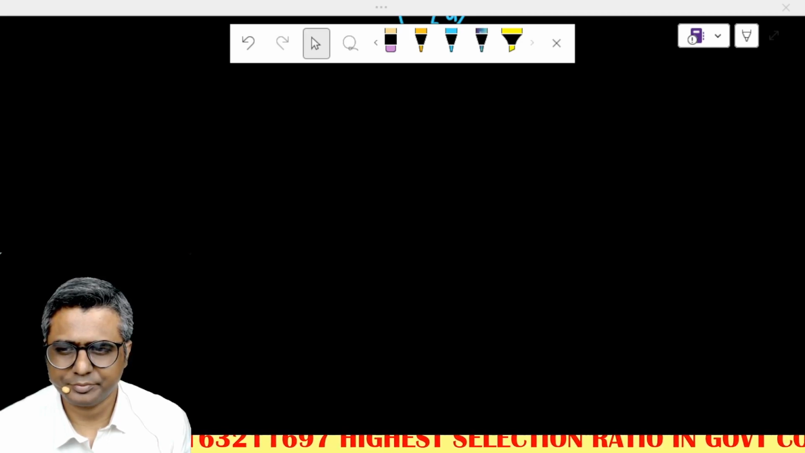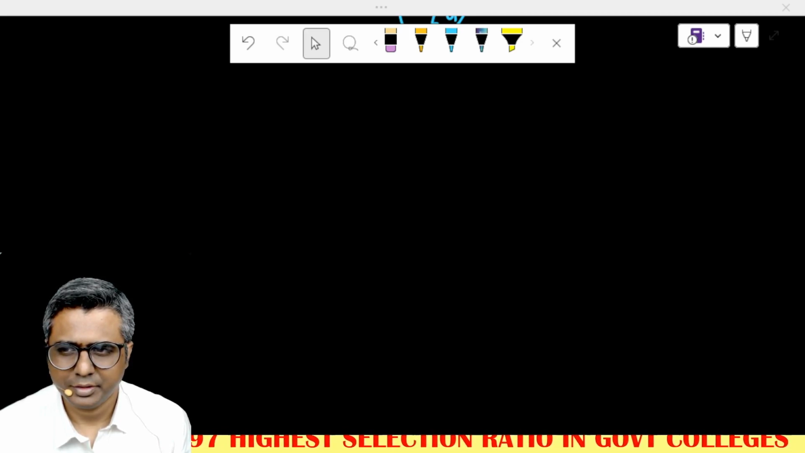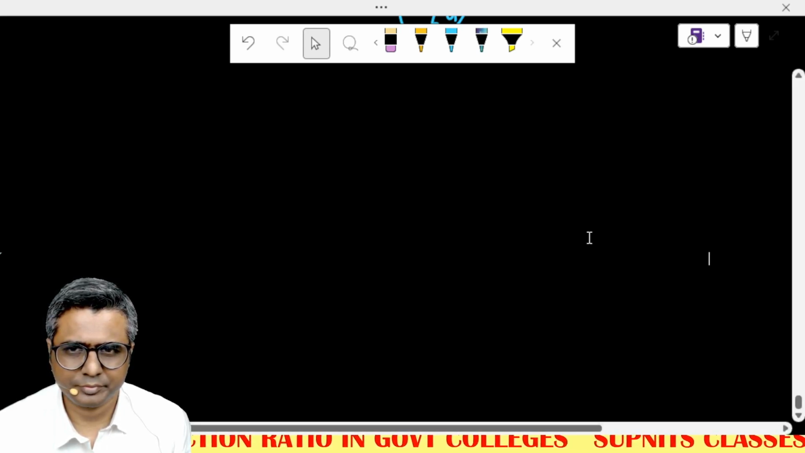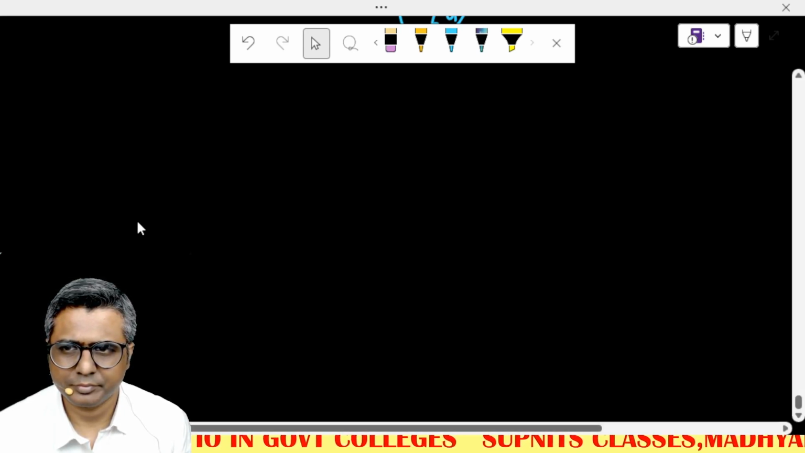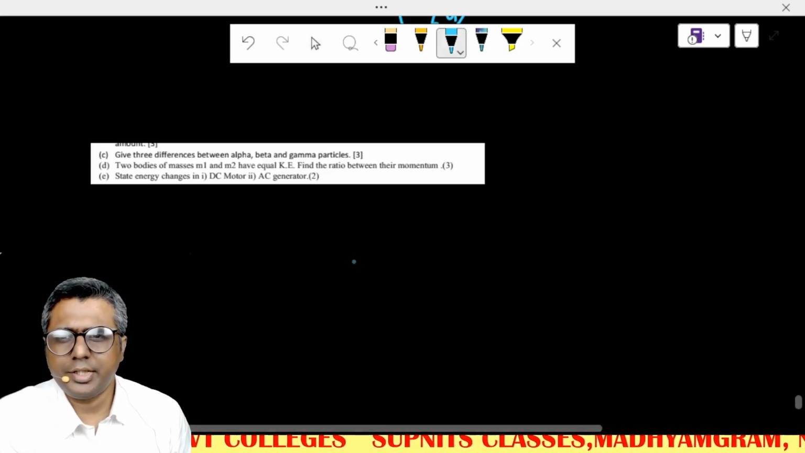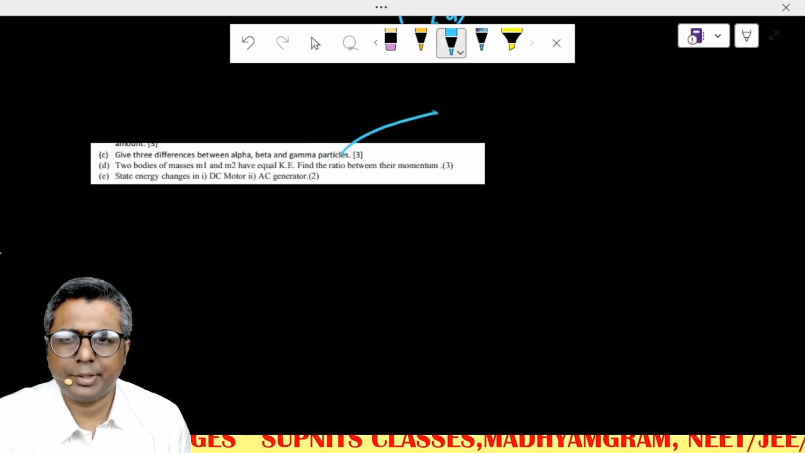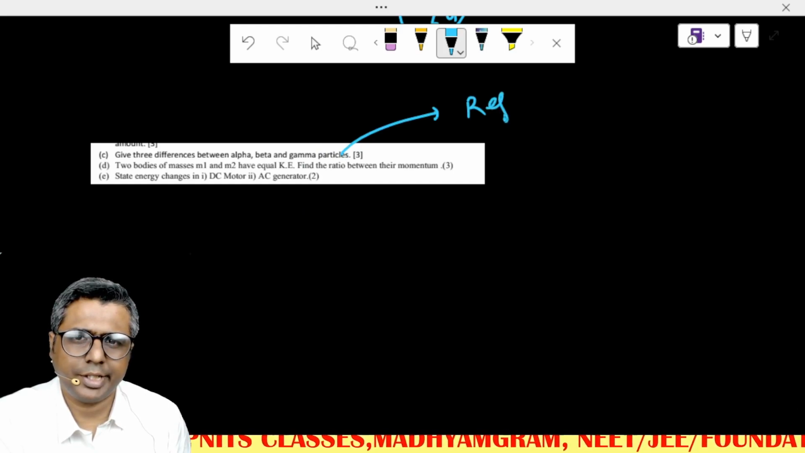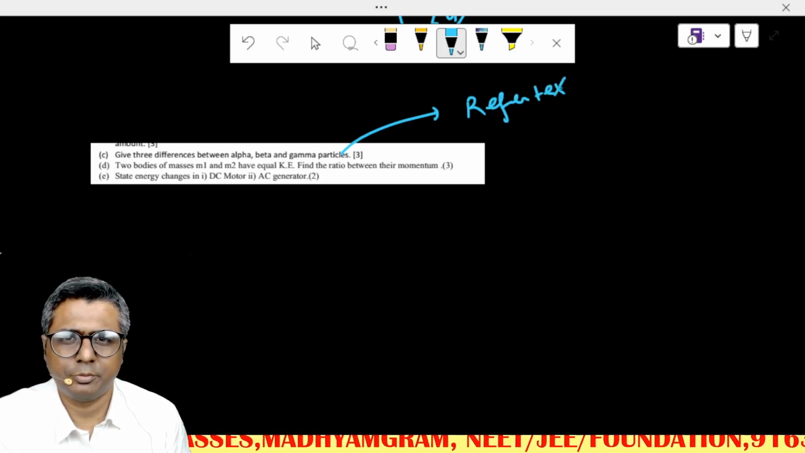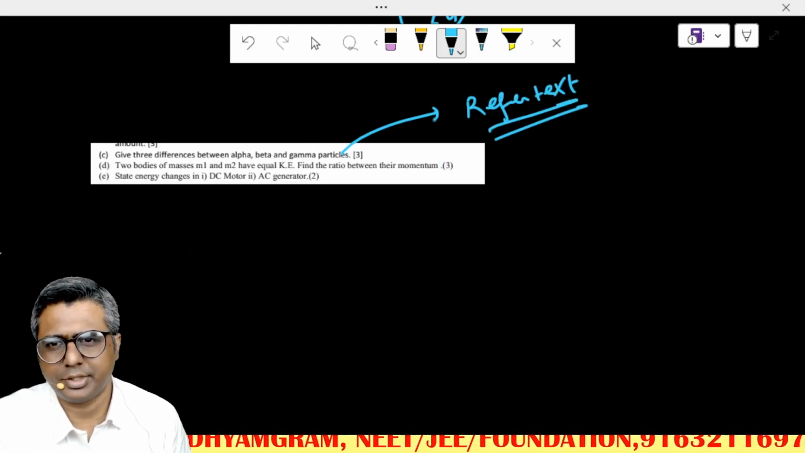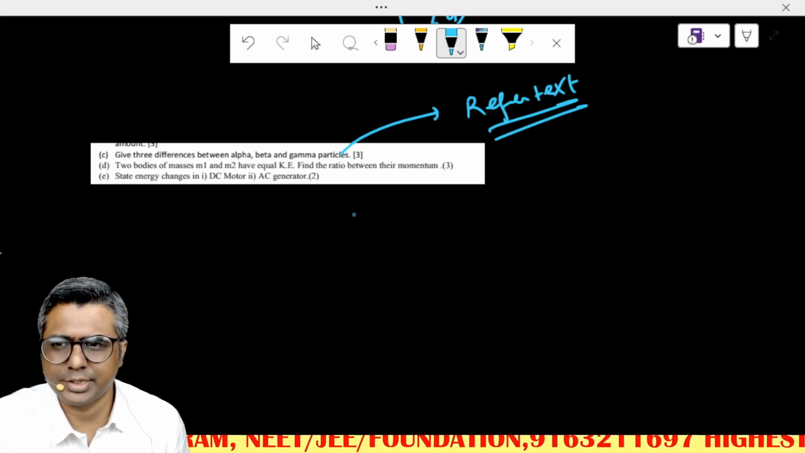Next question is, three differences between alpha, beta and gamma particles. I'll say please refer text for this. There is no point discussing this, right? You can refer text and get this very easily.